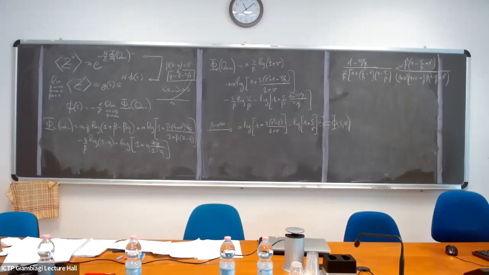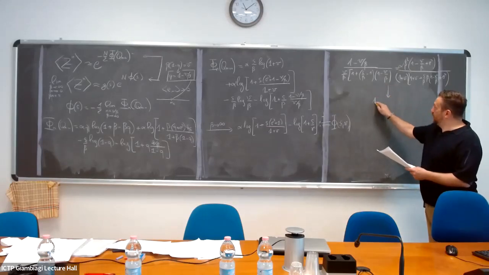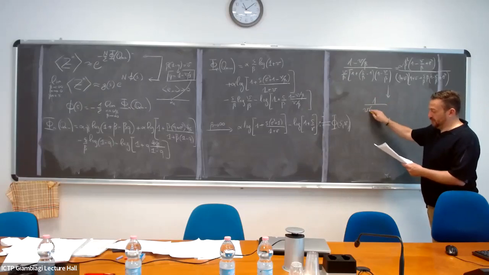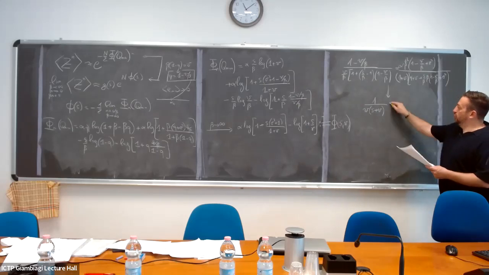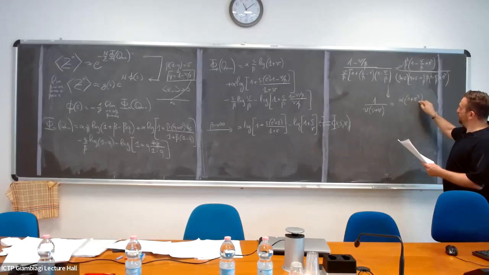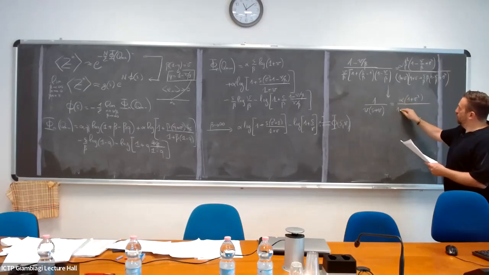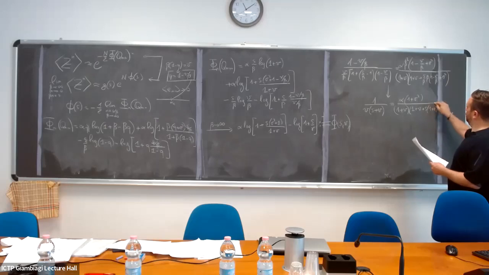Okay. And now, if we send beta to infinity, this simplifies a lot, and you get an equation for V, which is of this form. 1 plus V, 1 plus V plus S, 1 plus sigma square.